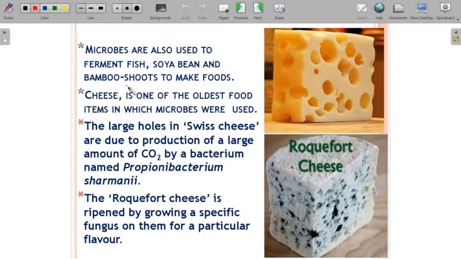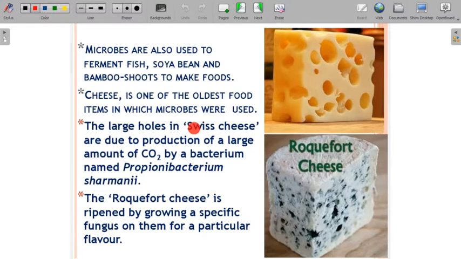Microbes are also used in cheese making. It is the oldest method. In Tom and Jerry movies, you could have seen that cheese always has a lot of holes, where Jerry stays inside and enjoys, and they fight over the cheese. The cheese has a certain flavor, and that is because of microbes. You can see the large number of holes in the cheese.